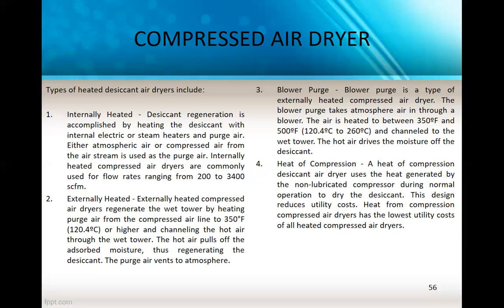Number 4, heat of compression. A heat of compression desiccant air dryer uses the heat generated by a non-lubricated compressor during normal operation to dry the desiccant. Its design reduces utility cost. Heat of compression dryers have the lowest utility cost of all heated compressed air dryers.